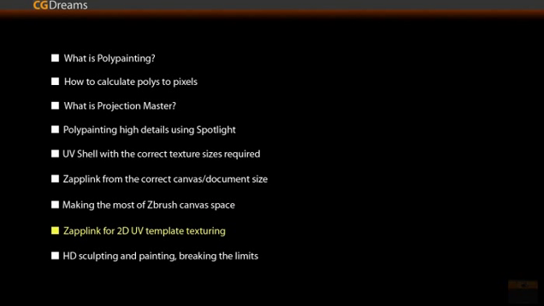We looked at how we can use ZAppLink with UV templates to paint and place photographs using a more traditional method of 2D texturing.